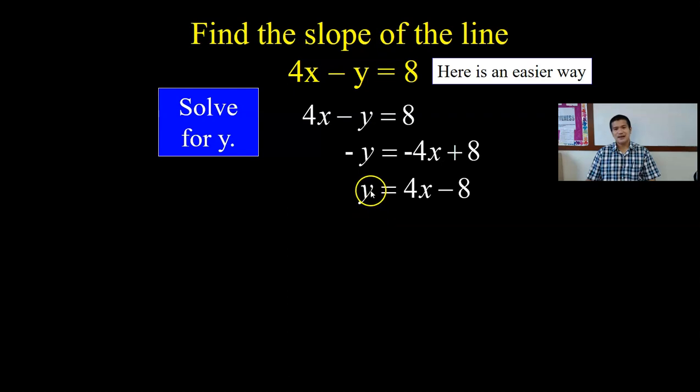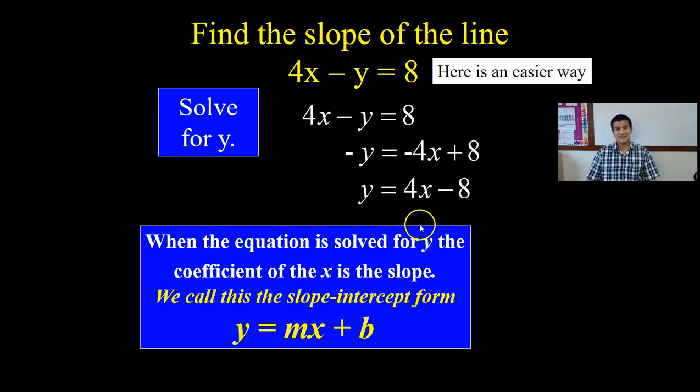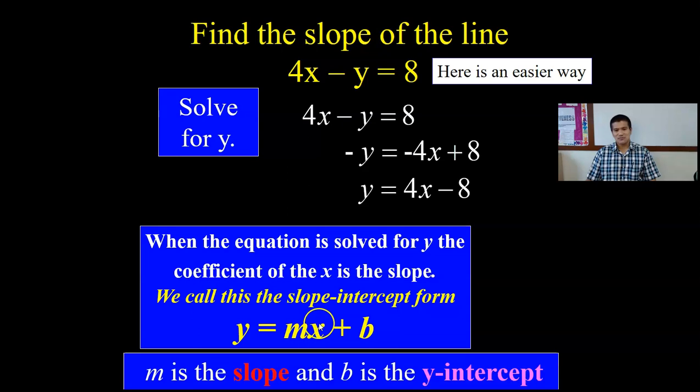So therefore, you will have y equals 4x minus 8. The 4 here will be our slope, and the 8 will be the intercept. So we have the equation we call the slope-intercept form: y equals mx plus b, where m is the slope and b is the y-intercept. Here we can conclude that in the mx, 4 is the value of the slope.